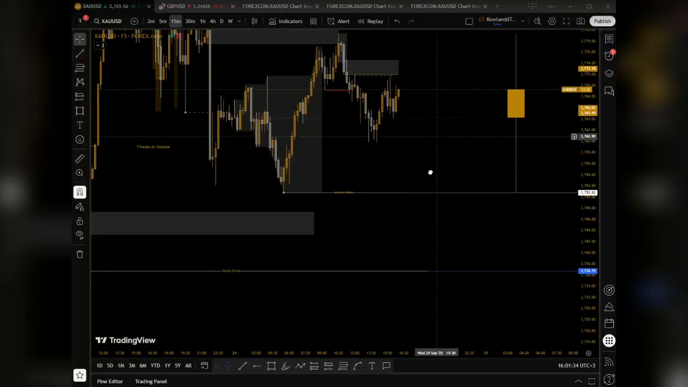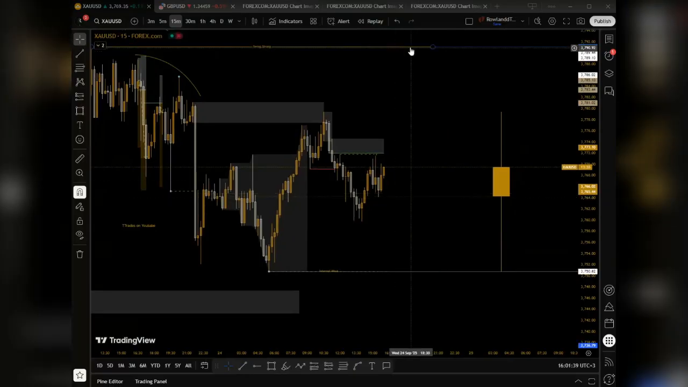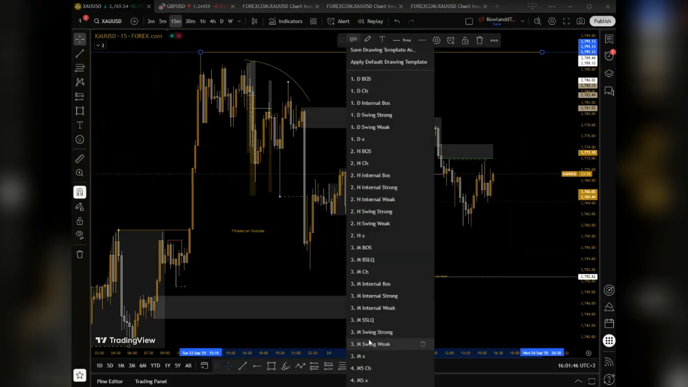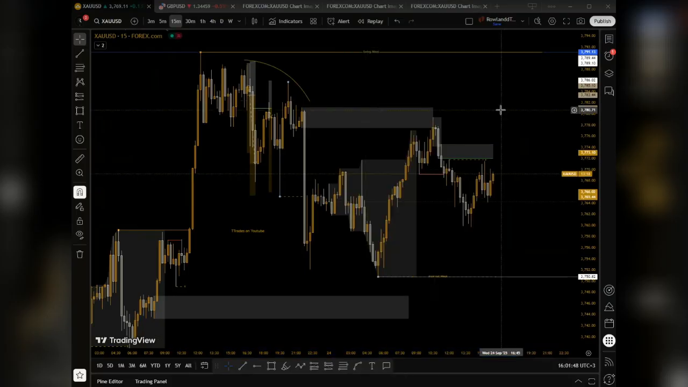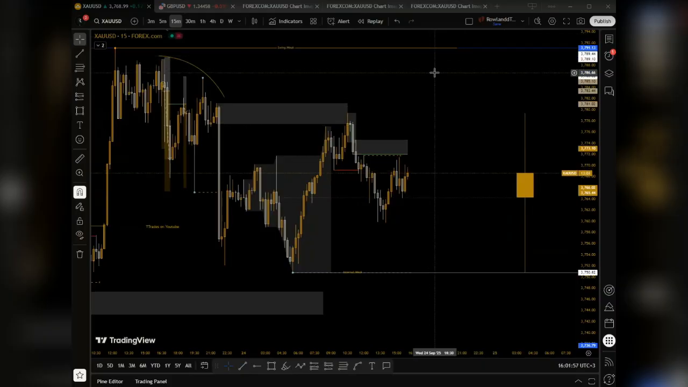However, if that fails, our target automatically shifts to becoming the weak swing high up here. Sorry, this is the weak swing high because they are actually bullish. And the upside of targeting the weak swing high is that it's in line with the higher time frame strong bullish momentum.